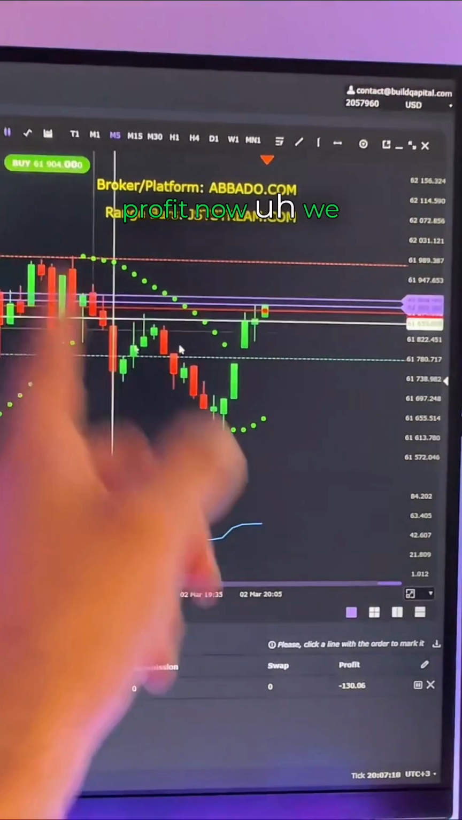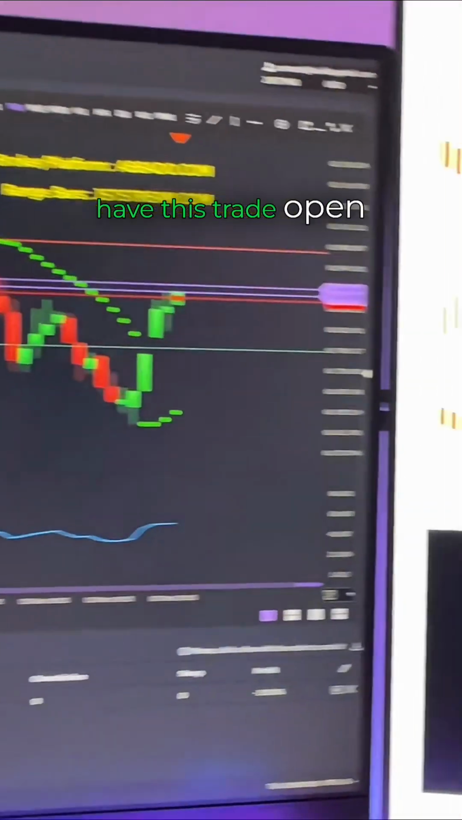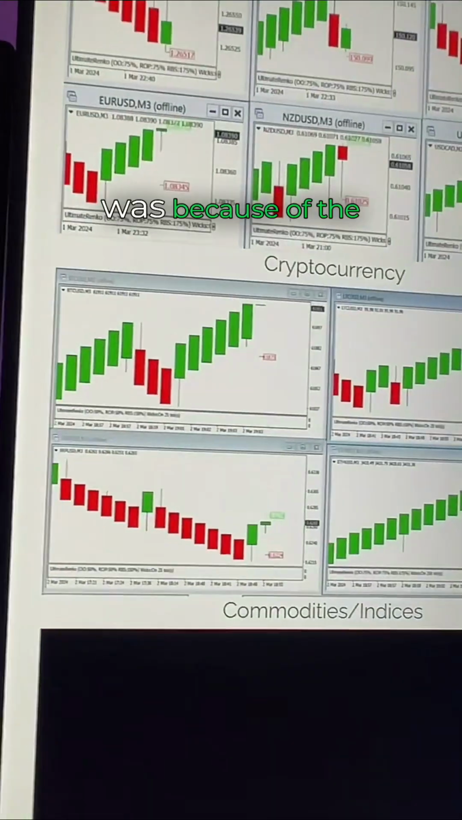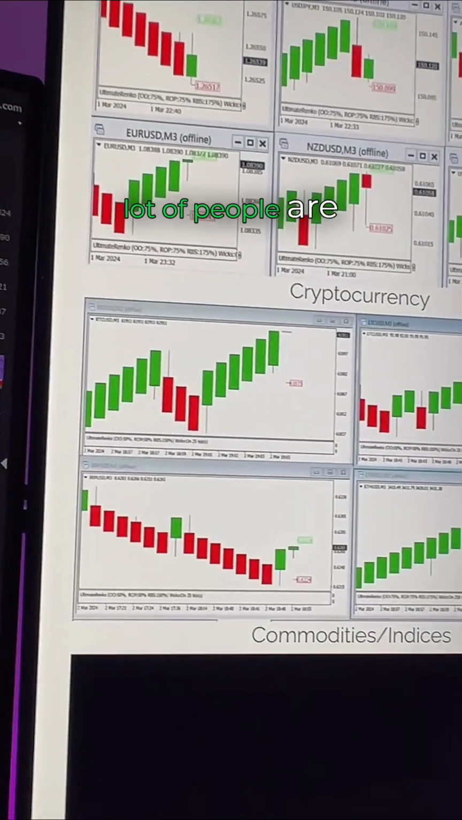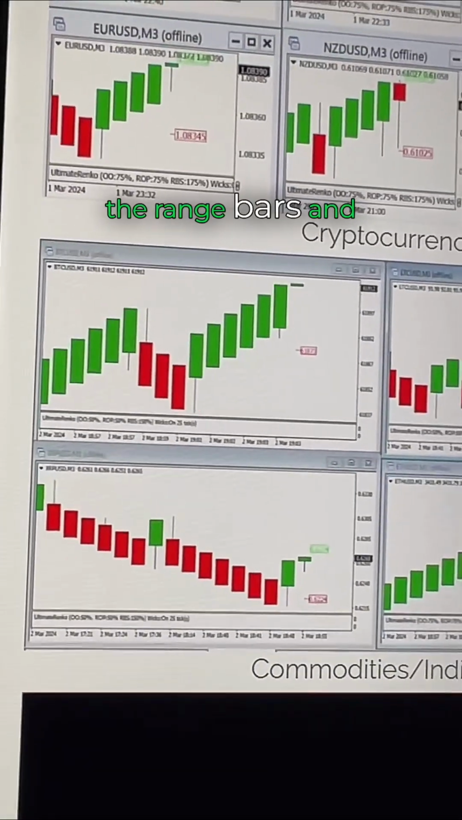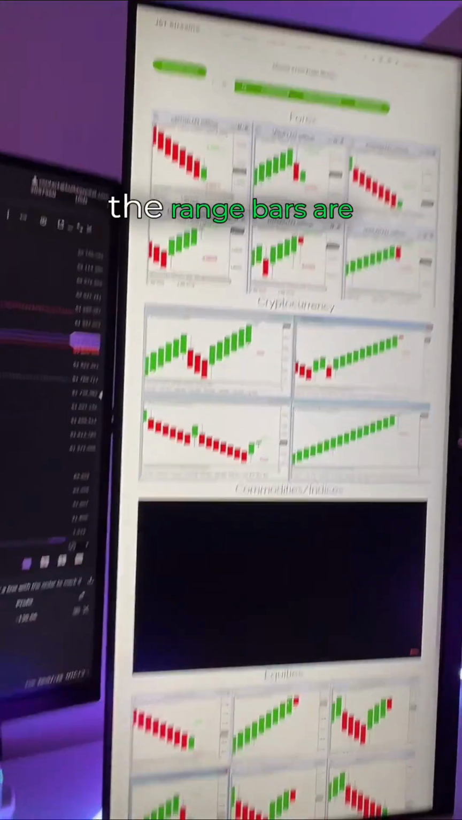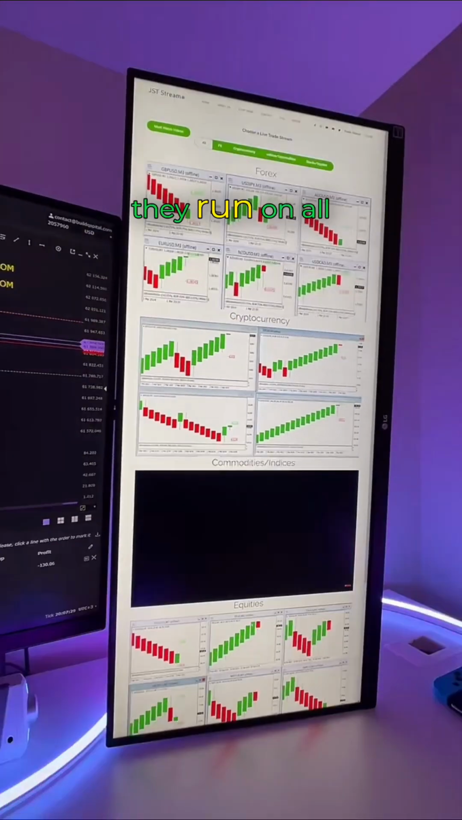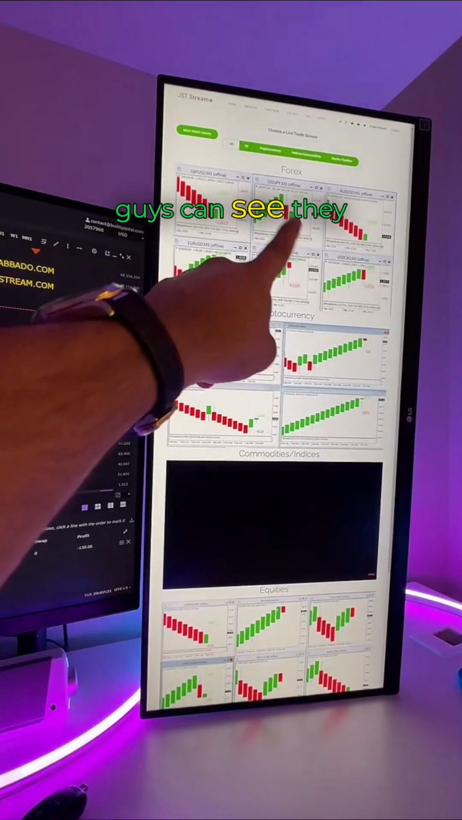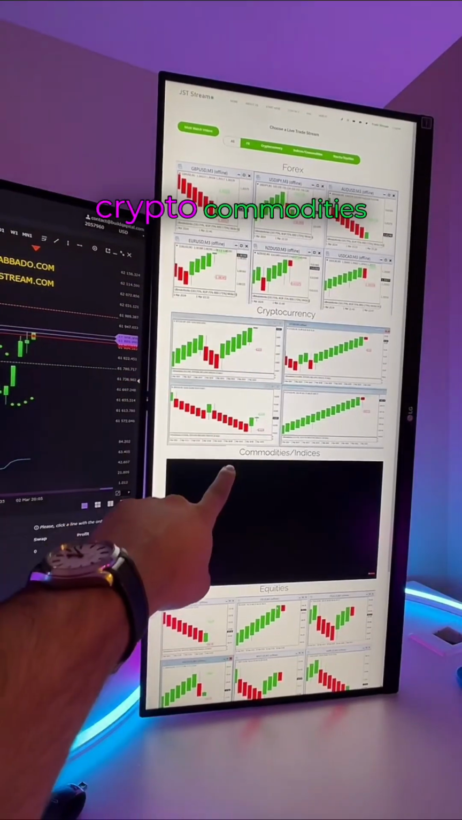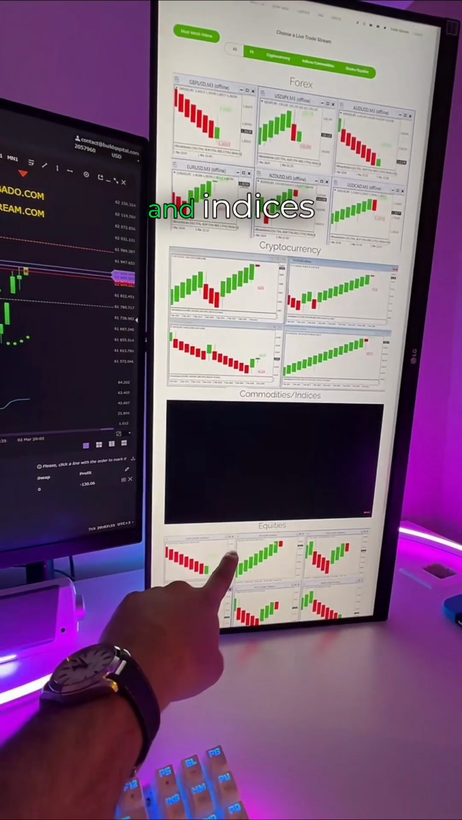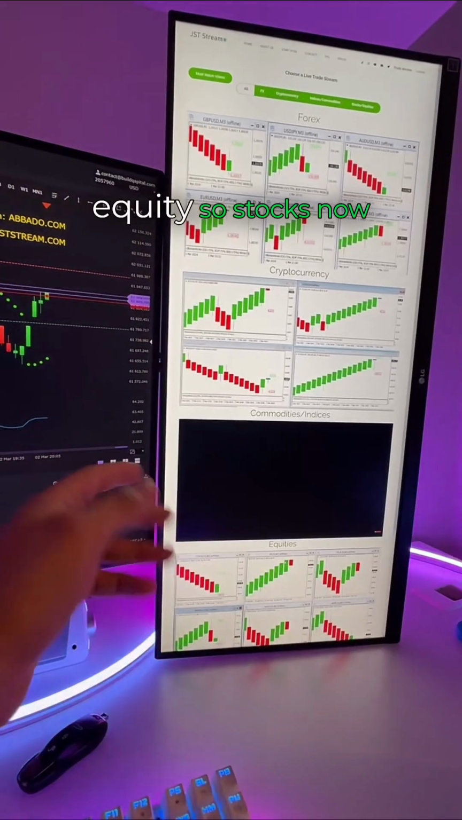Now, we have this trade open, and the reason that I entered this trade was because of the range bars. Now, a lot of people are wondering, okay, what are the range bars and how do they work? So first of all, the range bars are on our website, and they run on all the markets. So you guys can see they run on Forex, crypto, commodities and indices, as well as equities, so stocks.